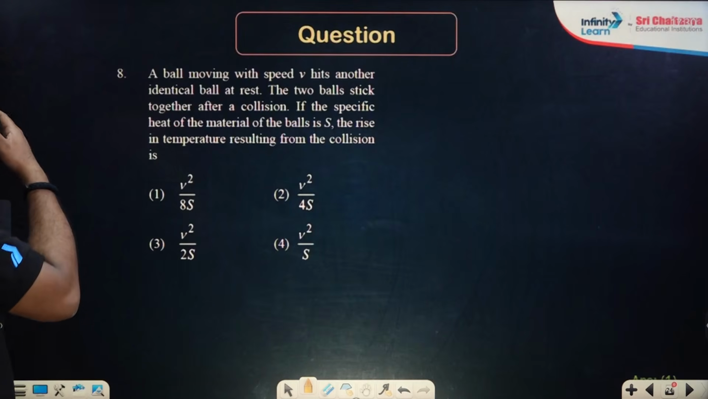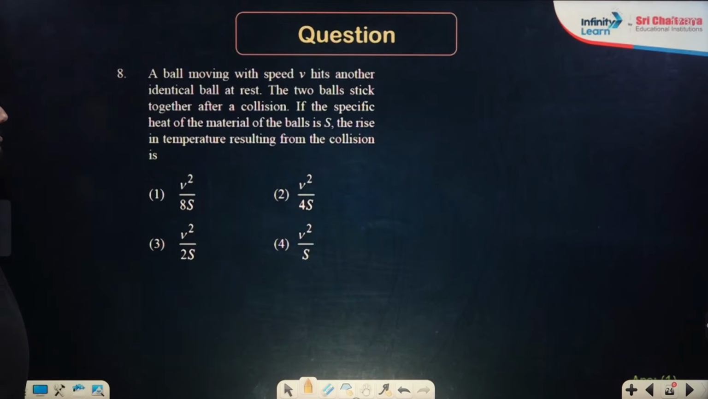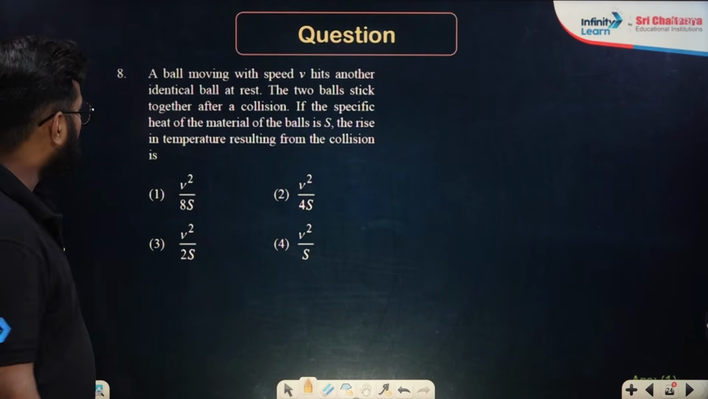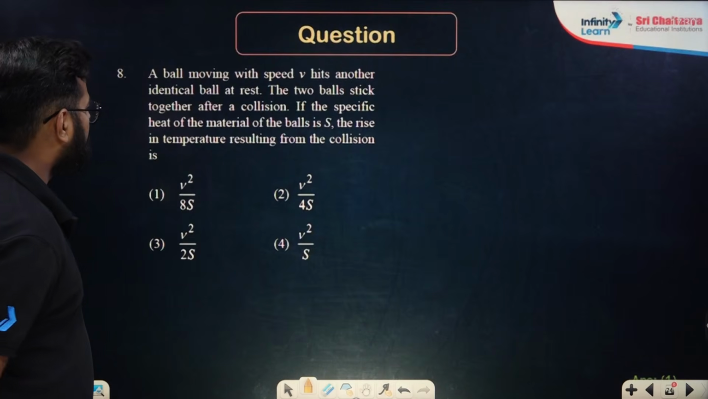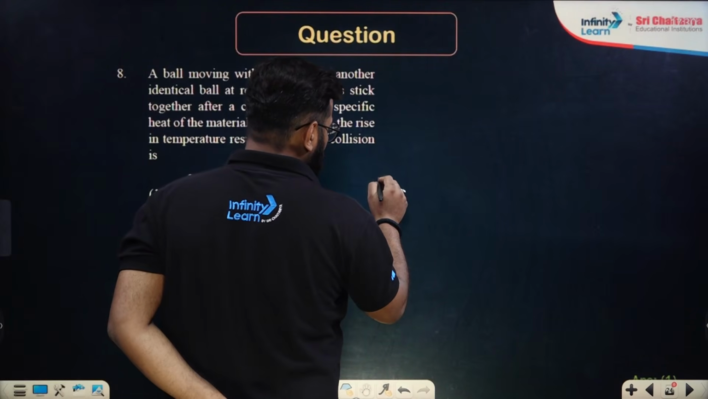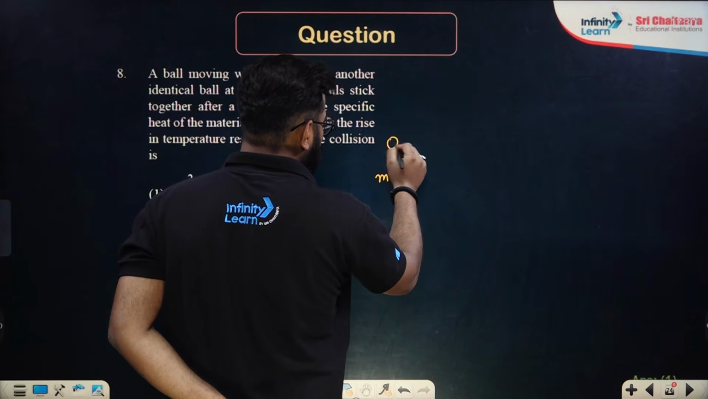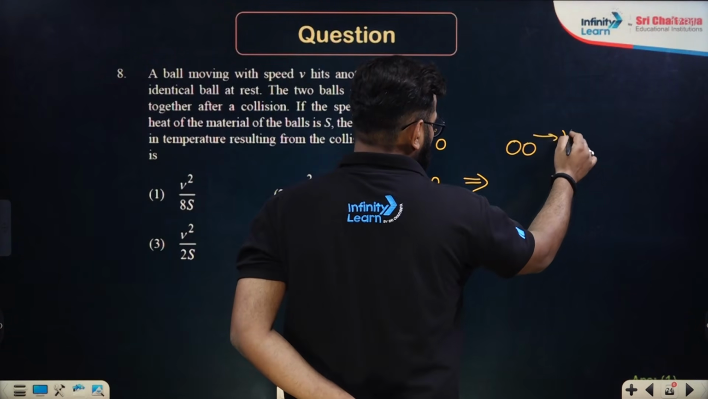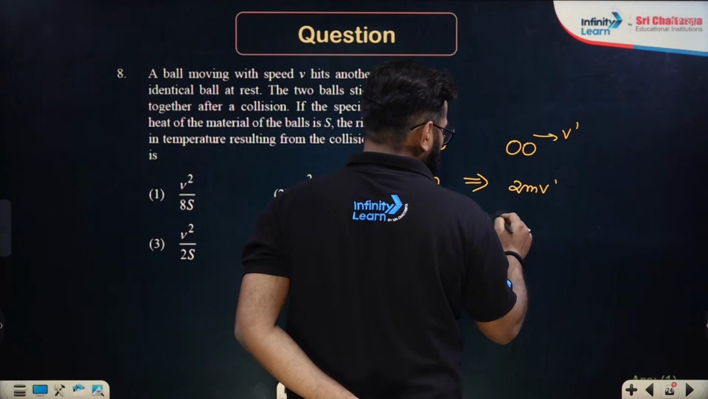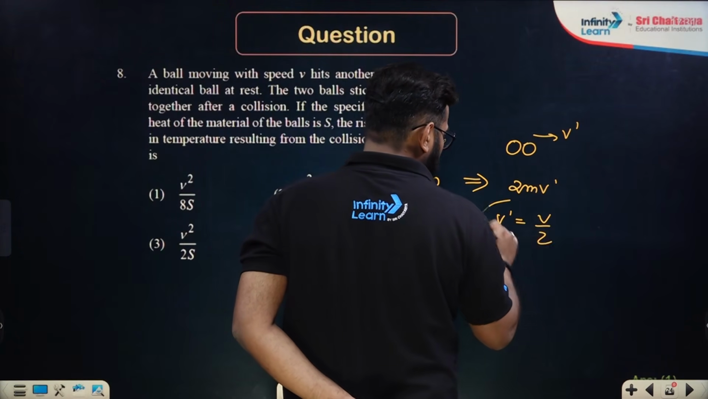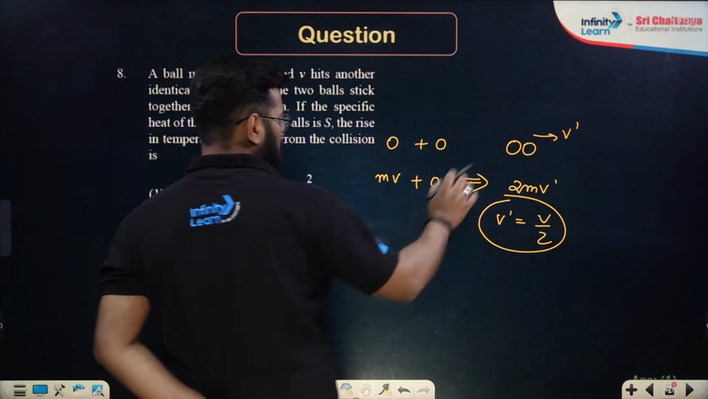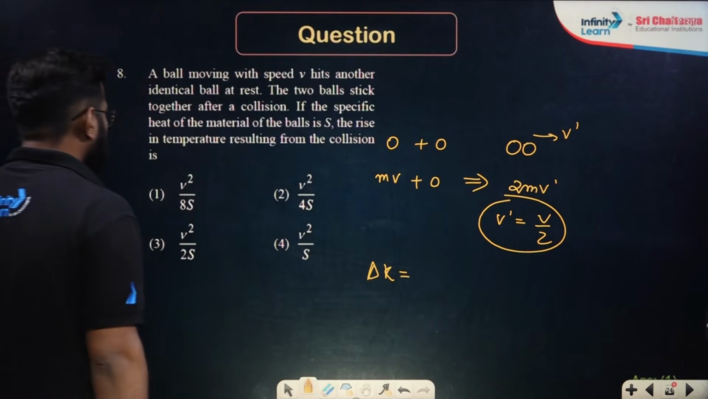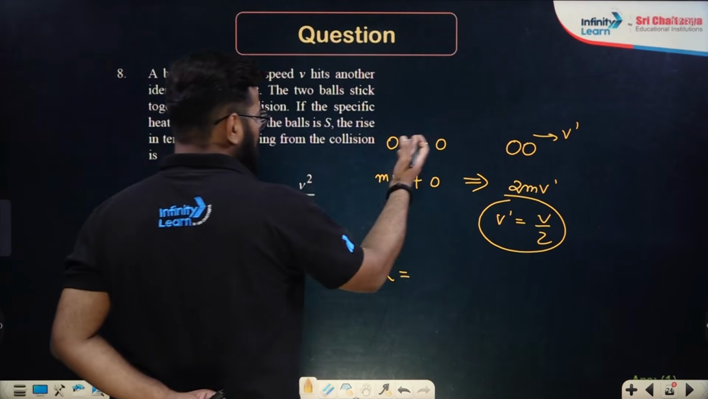Moving ahead, a ball is moving with speed v and hits another identical ball at rest. The two balls stick together. So it's a perfectly inelastic collision. If the specific heat of the material of the ball is S, find the rise in temperature. So I think you can find out the initial momentum of the ball is mv, another one is 0. And after that, they both stick to each other with a common velocity v dash, so 2m v dash equals mv. So v dash will be equal to v by 2, right? You can find out the change in kinetic energy. Later on, the kinetic energy will be lesser. Now, whatever is the change in kinetic energy, that eventually will be equal to the heat that raises the temperature of ball 1 and ball 2.